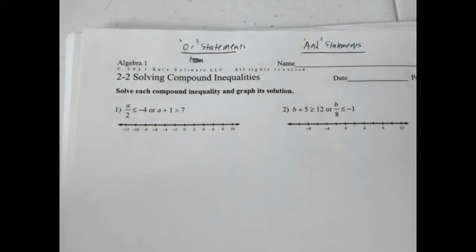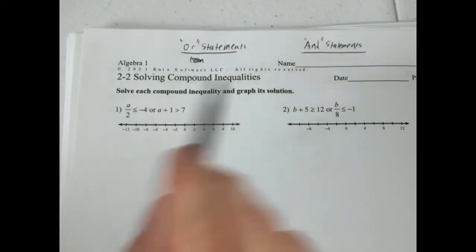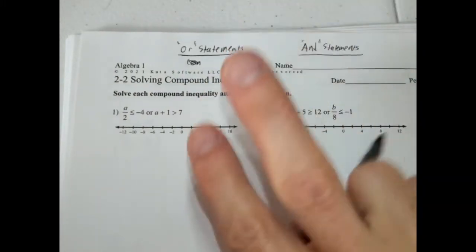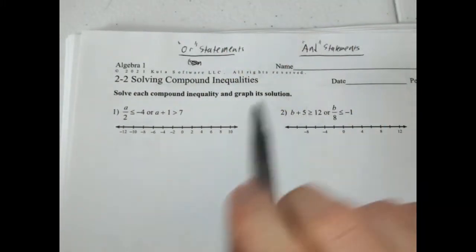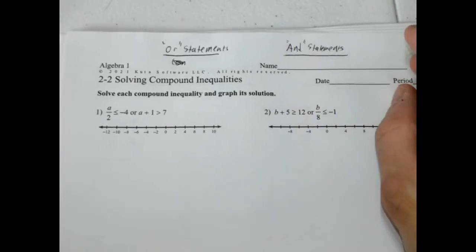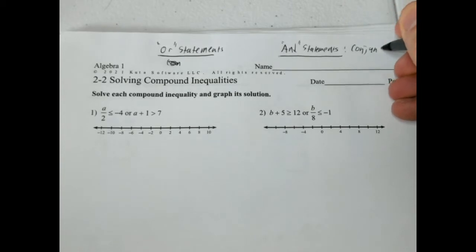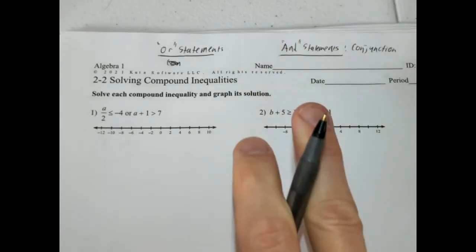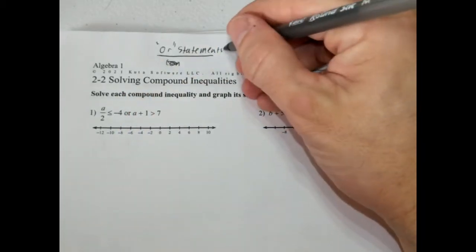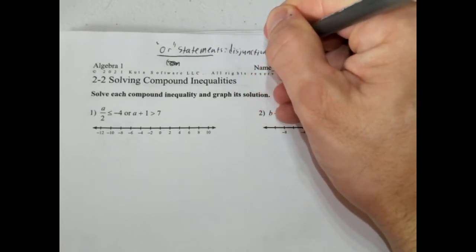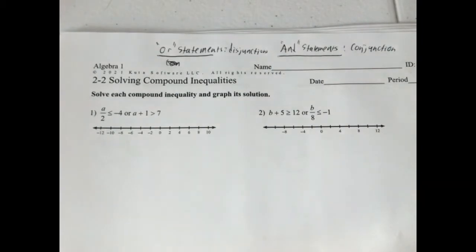Hey everybody, today we're going to talk a little bit about compound inequalities. I'm going to walk you through some examples here. So there's two types of compound inequalities. There's or statements and and statements. And statements are also known as conjunctions, and what that means is that two things need to be true. Or statements are called disjunctions, where only one of them has to be true. And you'll see in a moment once we get to it.